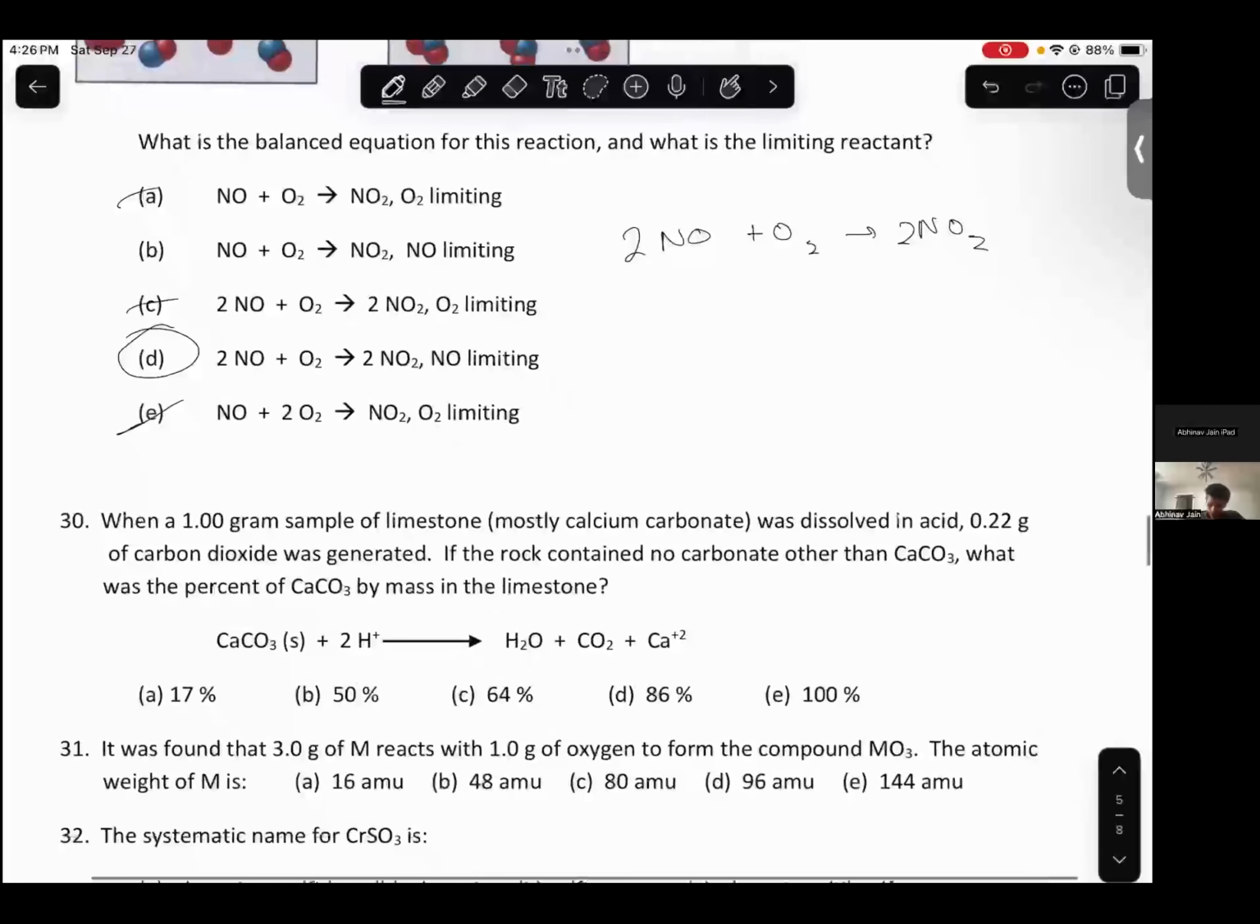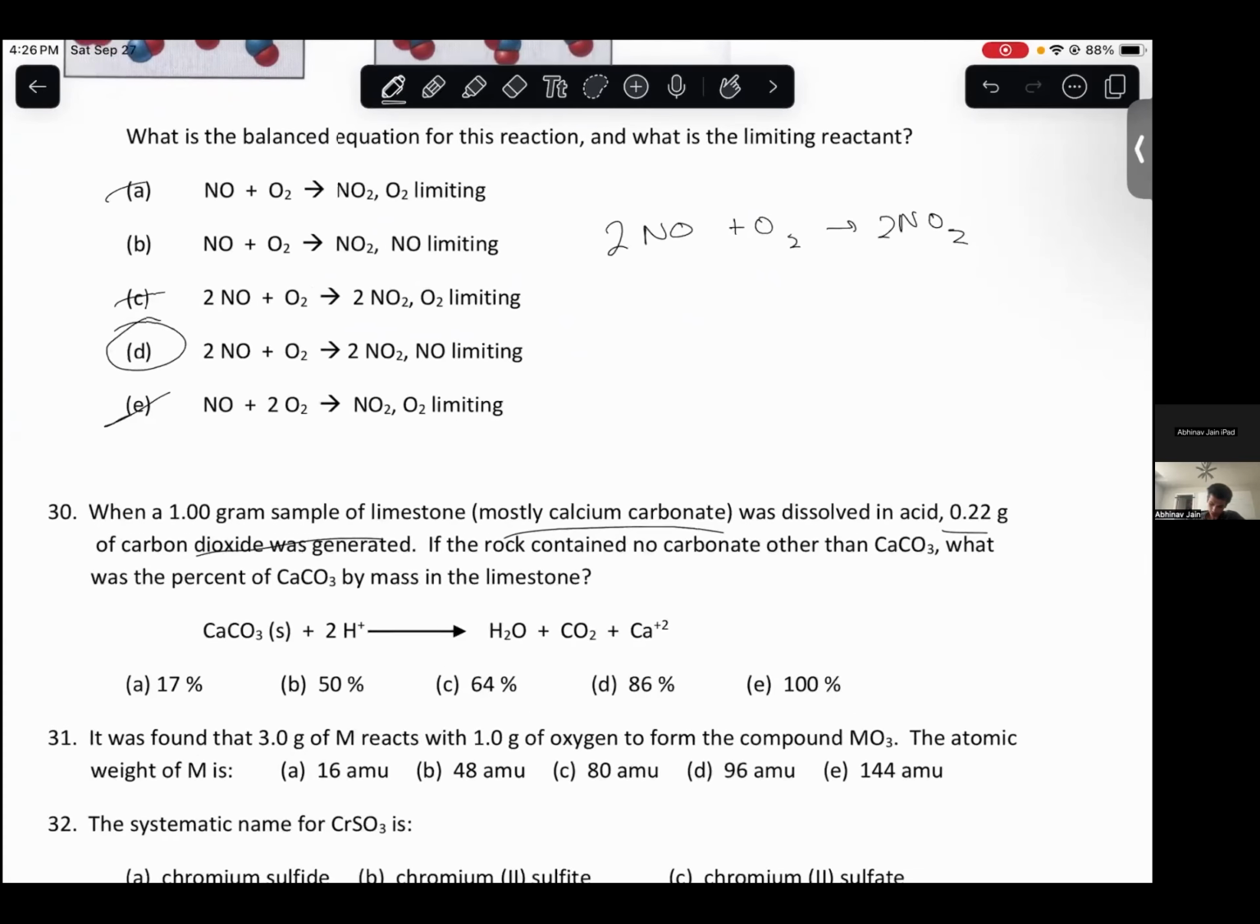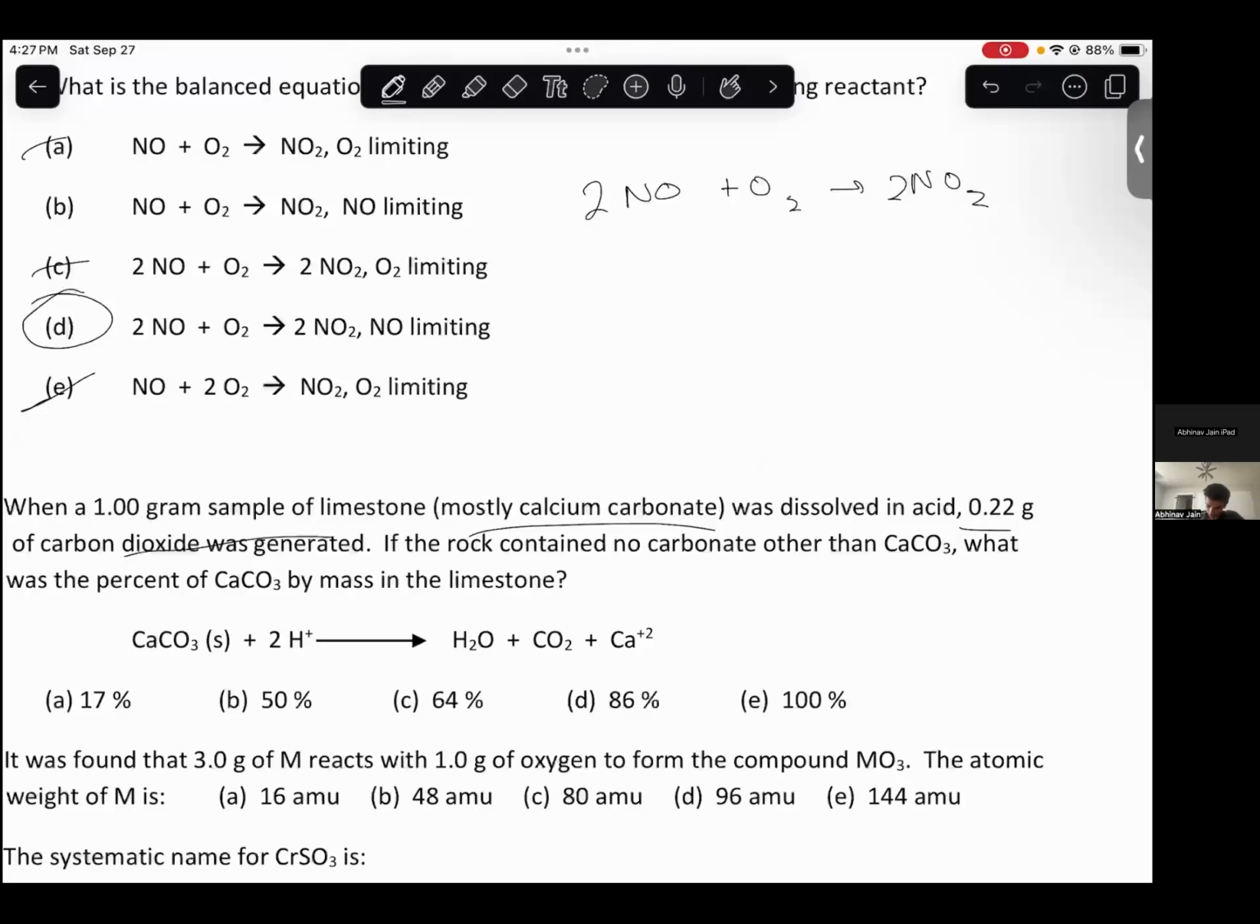Next up, a 1 gram sample of limestone, which is mostly calcium carbonate. So basically, limestone, just a rock, right? A lot of calcium carbonate in it. It's dissolved in acid, and this many grams of carbon dioxide was generated. So it says, what percent of calcium carbonate by mass is in limestone? When we're doing percent mass like this, we just want the mass of the thing that we're interested in, in this case, mass of calcium carbonate, divided by the total mass of the sample that we used. We have a 1 gram sample. So mass of calcium carbonate divided by 1 times 100. That's going to make it into a percent, and that'll be our answer.